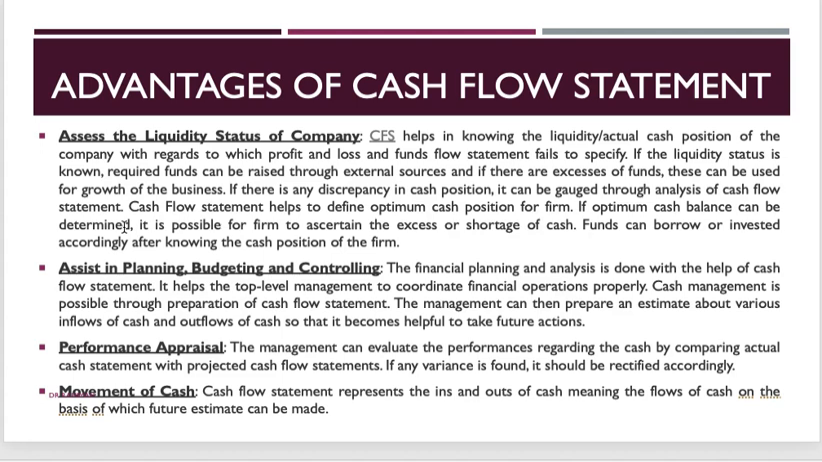And then it assists in planning, budgeting, and controlling. The financial planning analysis is done with the help of the cash flow statement. It helps the top management to coordinate financial operations. Since cash flow is divided into three categories: operating, investing, and financing, the management can assess how well the company is managing the activities in terms of investing, financing, and operating, whether the company is utilizing more cash on a particular category, which compromises the other activities.